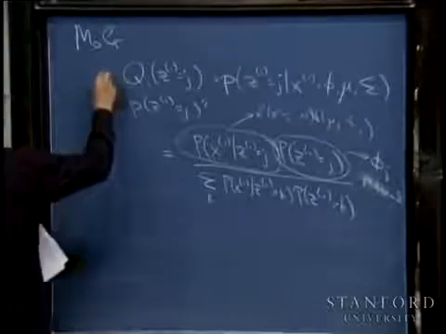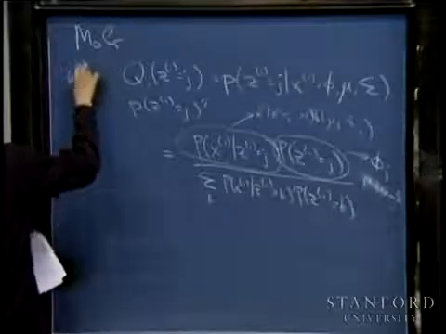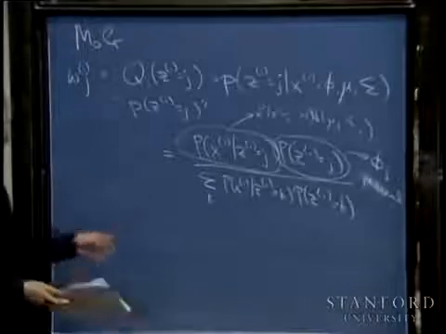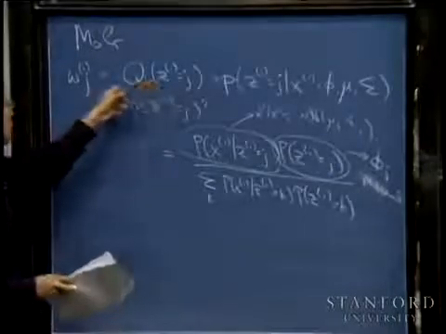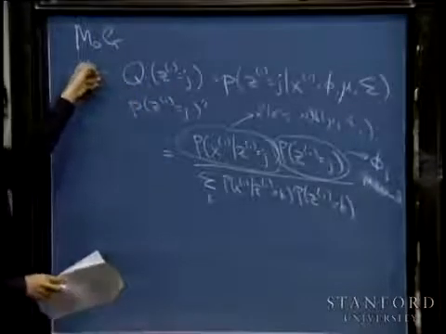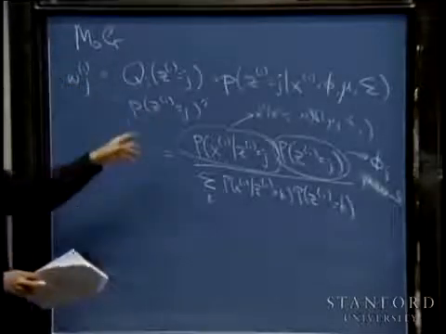Okay. In the previous lecture, this value, the probability that Zi equals j under the Q distribution, is what I denoted as Wij. So that would be the E step.